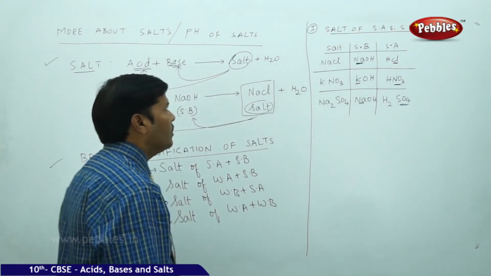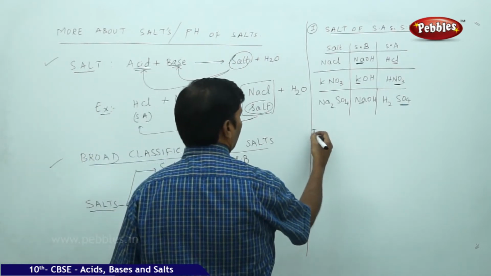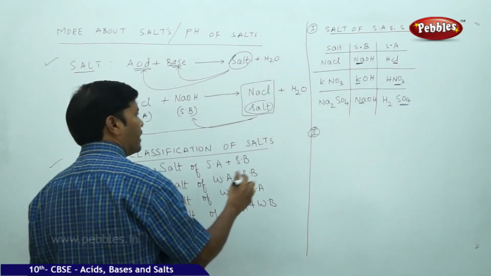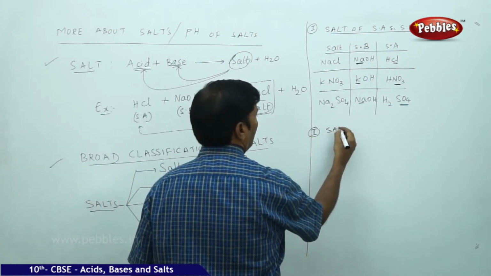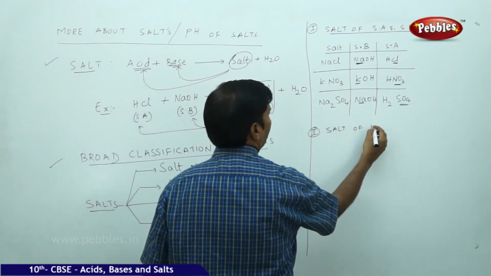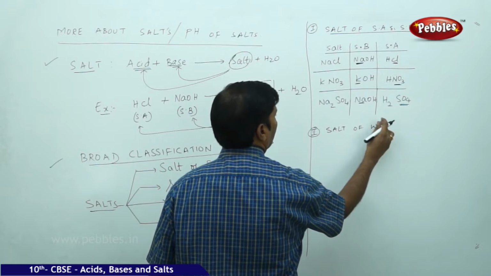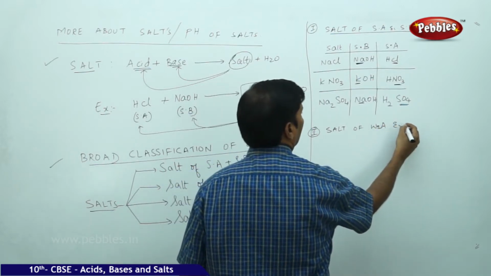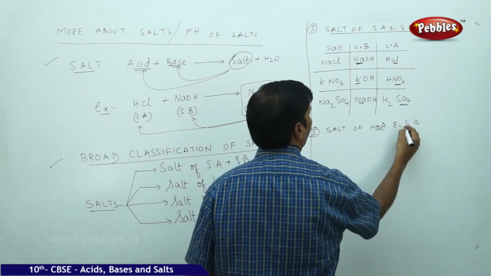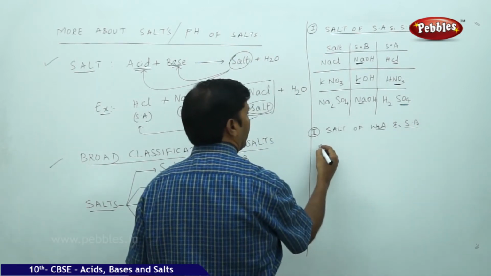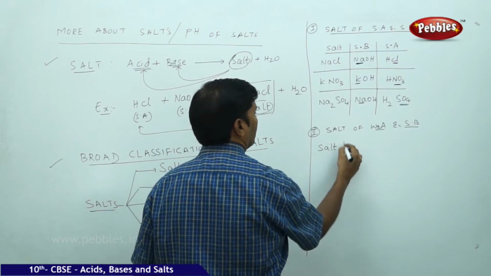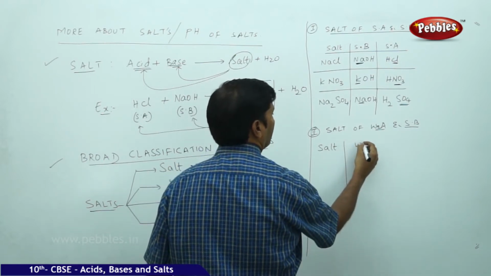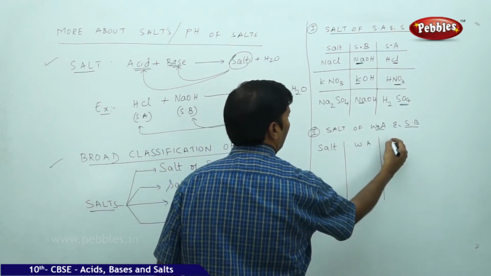Like that, you can go for the second category also, that is, salt of weak acid and strong base. Weak acid, strong base. So again, I'll take a salt: weak acid, strong base.